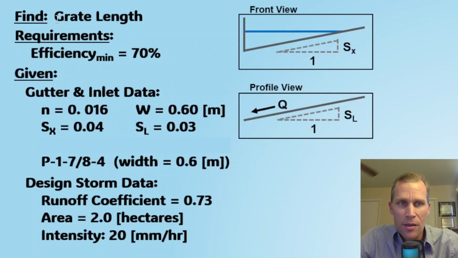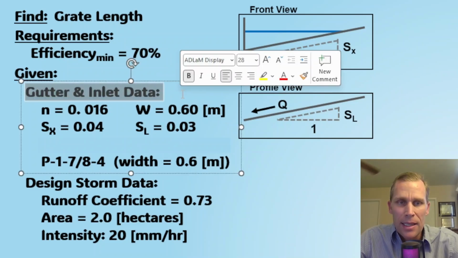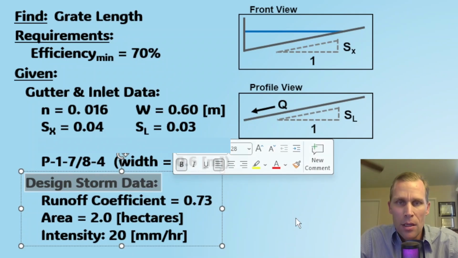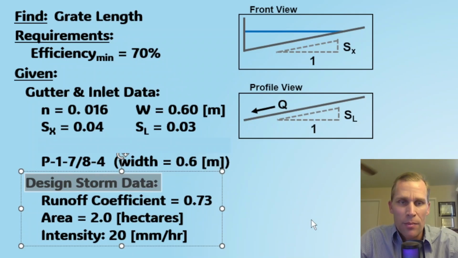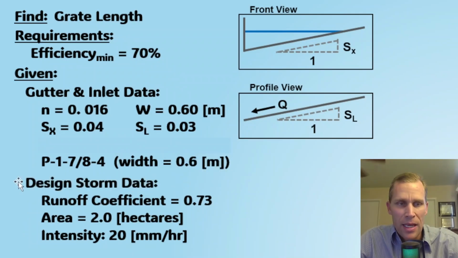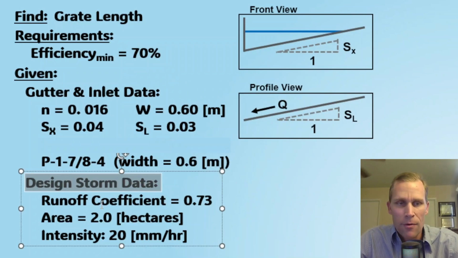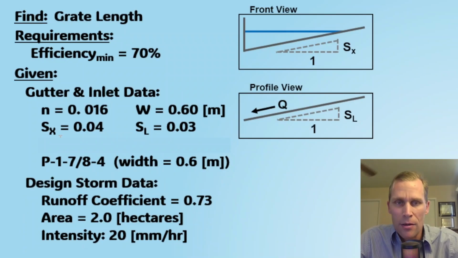Here it is. Find the grate length, that's the longitudinal length of the inlet grate. And our requirement is that the efficiency needs to be at least 70%. Okay, so we've been given some gutter and inlet data shown here. We also have some design storm data. So typically a flow rate will be provided, but in this case, we have design storm data. So we're going to have to determine the peak flow rate from the design storm data, and use that peak flow rate in the curb and gutter analysis.